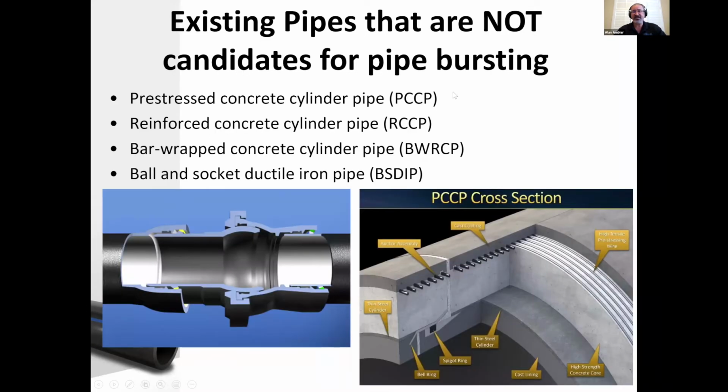So existing pipes out there that are not candidates for pipe bursting are going to be those types of pipes that have some heavy reinforcement in the actual design of the pipe, such as prestressed concrete cylinder pipe, reinforced concrete cylinder pipe, and bar wrapped concrete pipe. The actual design elements of how those materials work together to create that pipe are oftentimes going to be something that precludes us from pipe bursting those pipes.